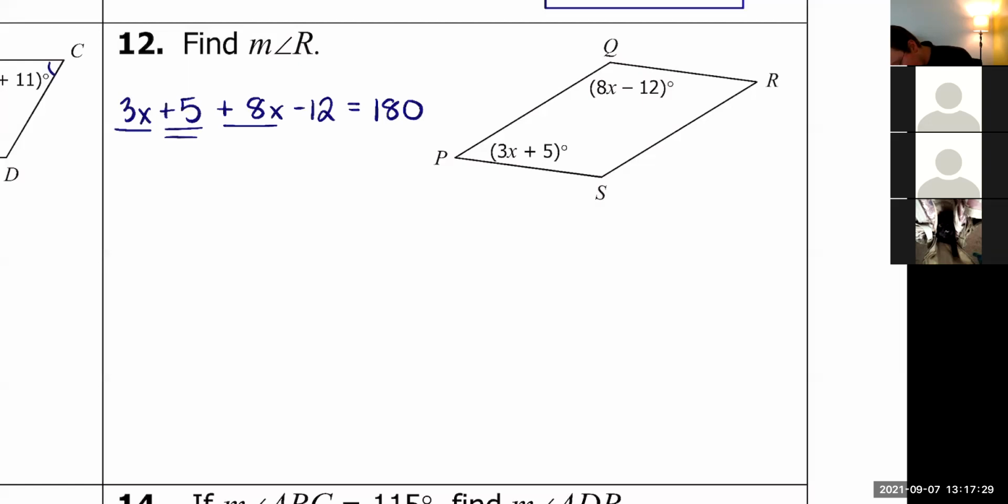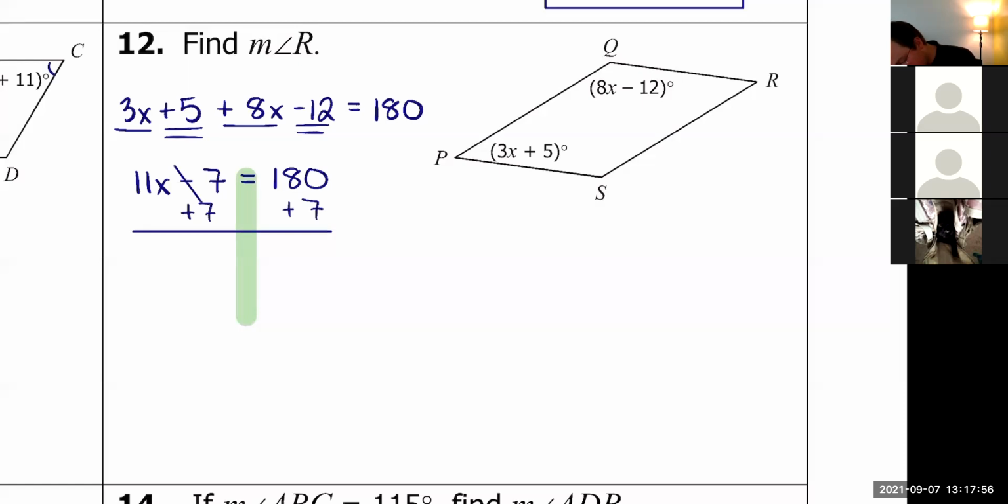Combine my like terms. 11x minus 7 equals 180. Solving it from there, add 7 to both sides. I get 11x equals 187. Divide both sides by 11. I get x equals 17.